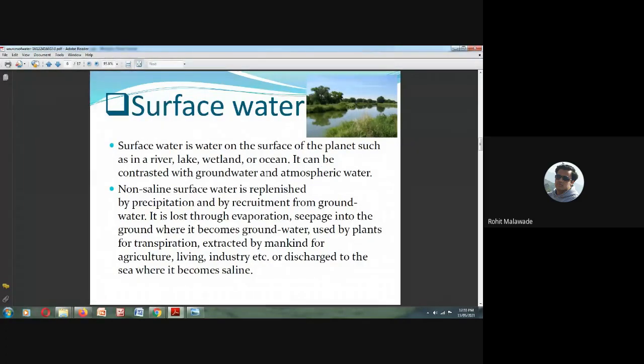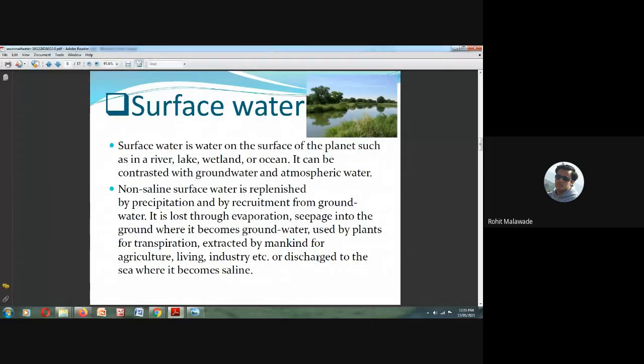The ocean has salt content in it. In order to remove that, we follow a method called desalination. It is a costly method, so that is the reason why we don't treat ocean water. It can be contrasted with groundwater and atmospheric water. Now, non-saline surface water is replenished by precipitation and recruitment from the groundwater. It is lost through evaporation and seepage.